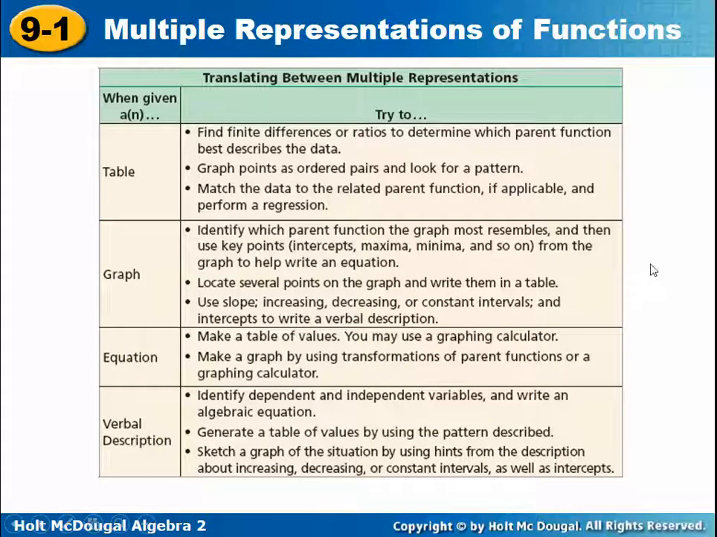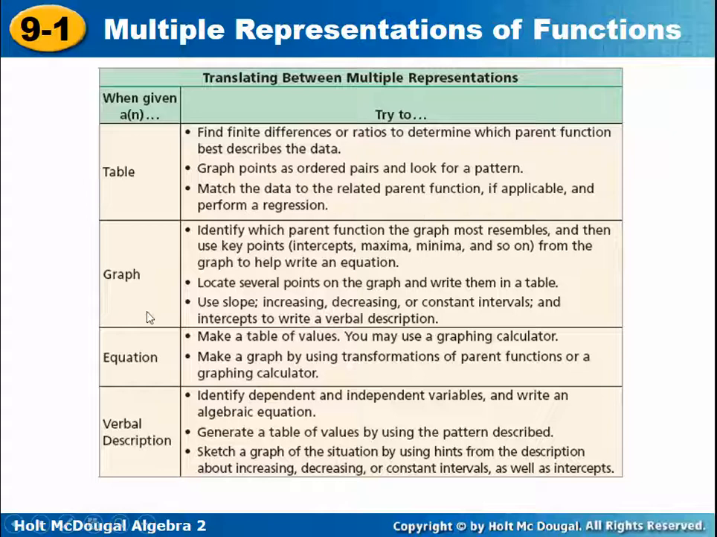So here's translating between multiple representations. This is on your worksheet as well. If you are given a table, you can try to find whether it's linear, quadratic, or exponential, using the differences of the second row of the table, or sometimes it's the second column. We can also graph the points as ordered pairs and look for a pattern, and you might be able to tell. And then you can run regression using Desmos.com, or if you have a TI-84, you can use that.